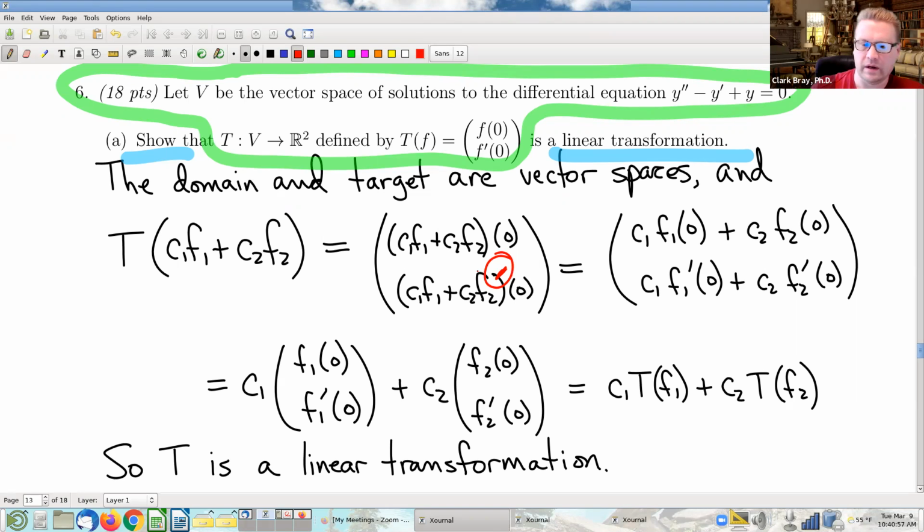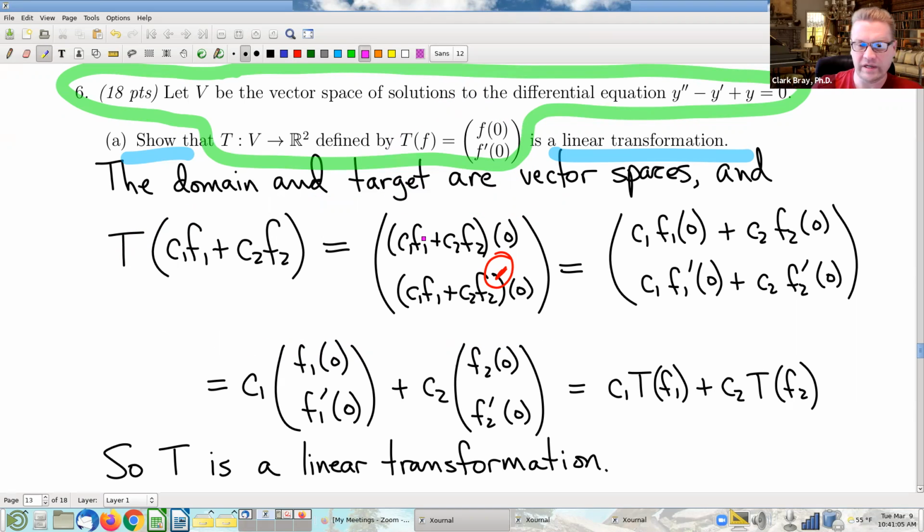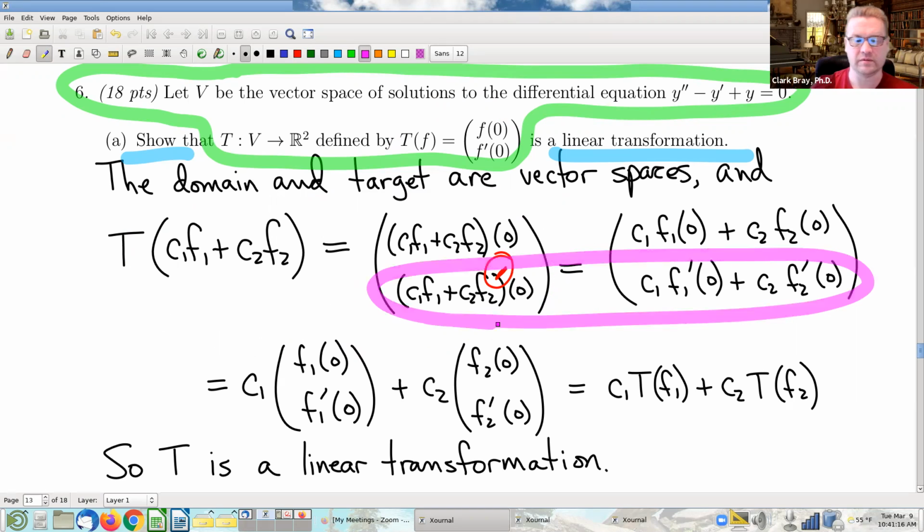I'll get that fixed. So this is just plugging into T. Next, what is the derivative of a linear combination, plugging in 0? Well, this is a single variable calculus problem. How do you take the derivative of a linear combination? The derivative of a linear combination is that same combination of the derivatives. It's Calc 1, early Calc 1.